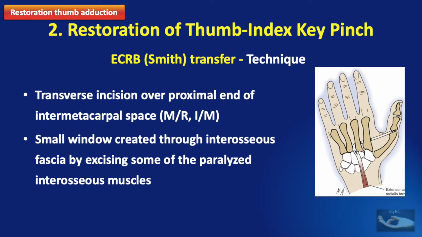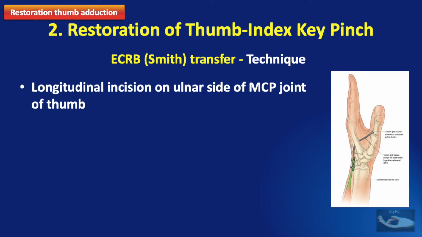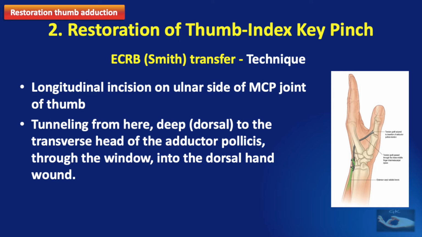Through this incision, a small window is created through the interosseous fascia by excising some of the paralyzed interosseous muscles. Having done that, a longitudinal incision is now made on the ulnar side of the metacarpophalangeal joint of the thumb, and tunneling is done from here deep, or dorsal, to the transverse head of the adductor pollicis muscle through the window that we have created in the interosseous fascia into the dorsal hand wound.